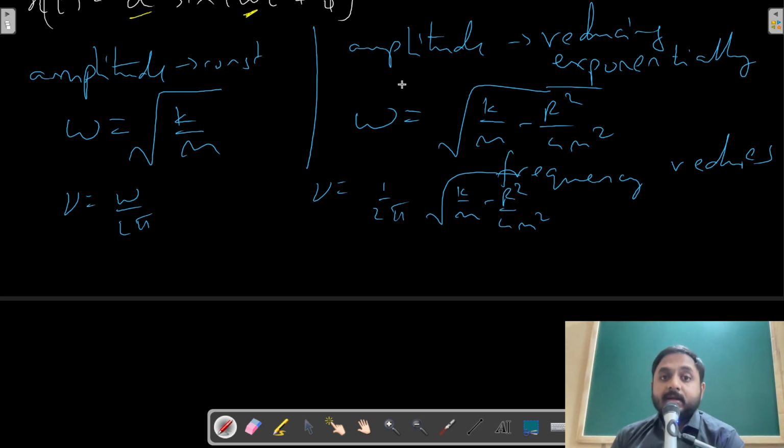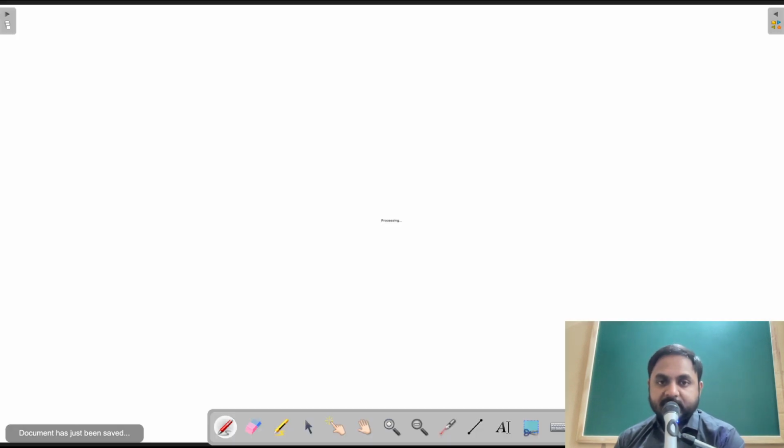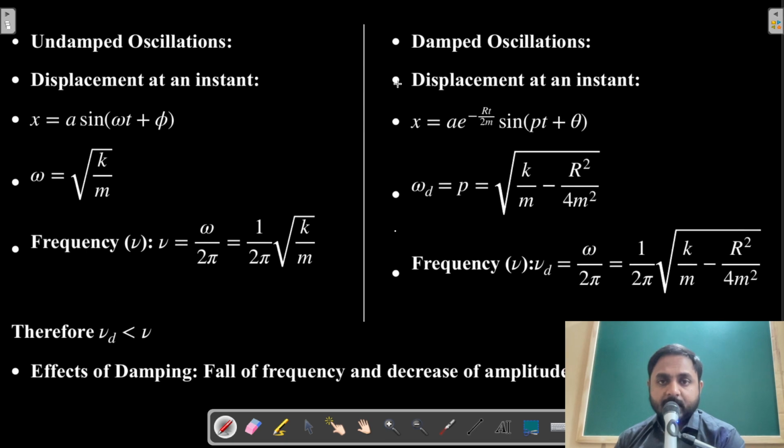That means the basic thing damping does to an oscillator is that your amplitude is going to go on reducing, and your frequency is also going to go on reducing. And the graph, just before the graph, let me show you something. Let us compare this, because when you place things side by side, you can easily remember.